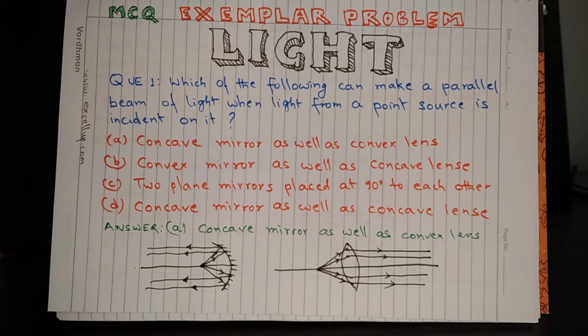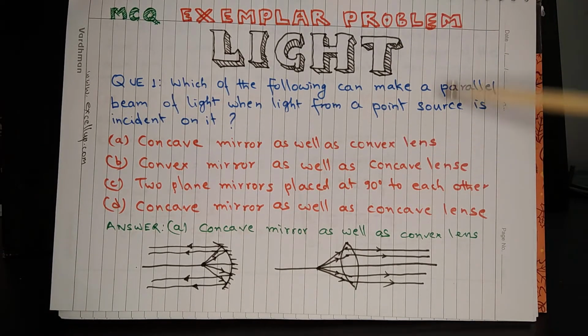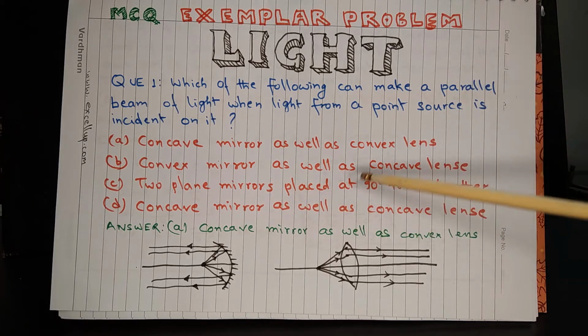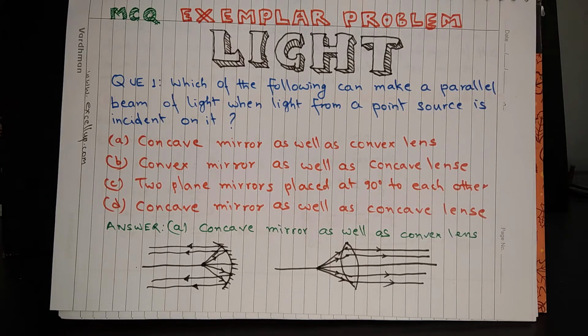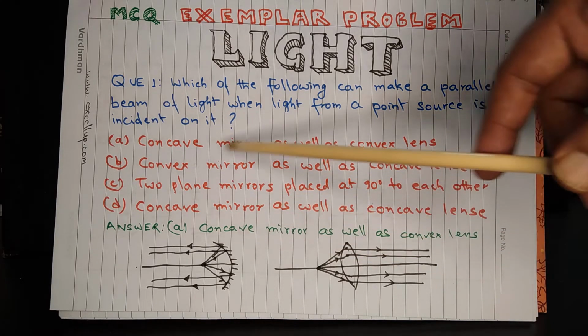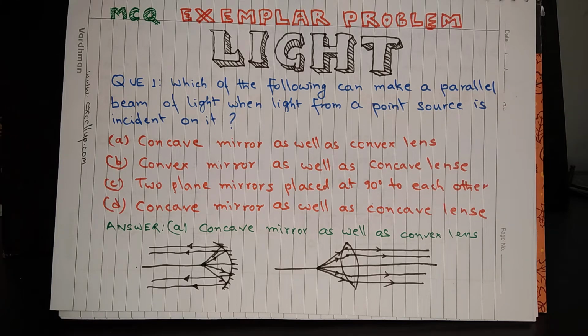Question 1. Which of the following can make a parallel beam of light when light from a point source is incident on it? A. Concave mirror as well as convex lens. B. Convex mirror as well as concave lens. C. Two plane mirrors placed at 90 degree to each other. And D. Concave mirror as well as concave lens. And the answer is A. Concave mirror as well as convex lens.